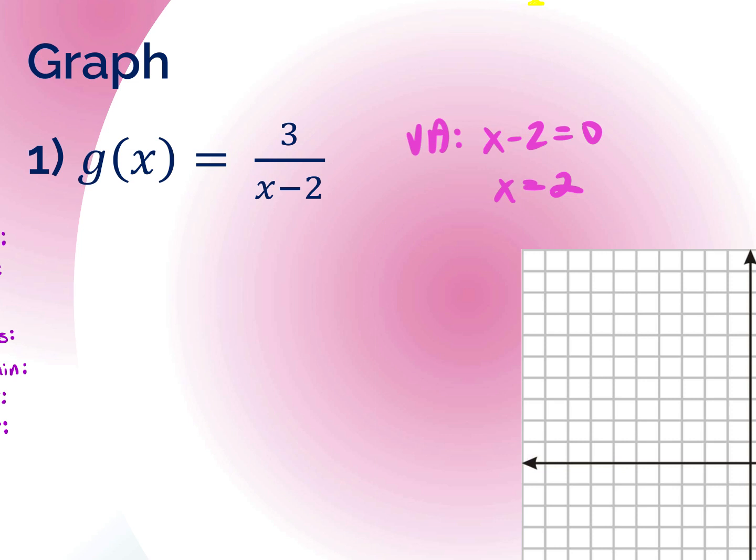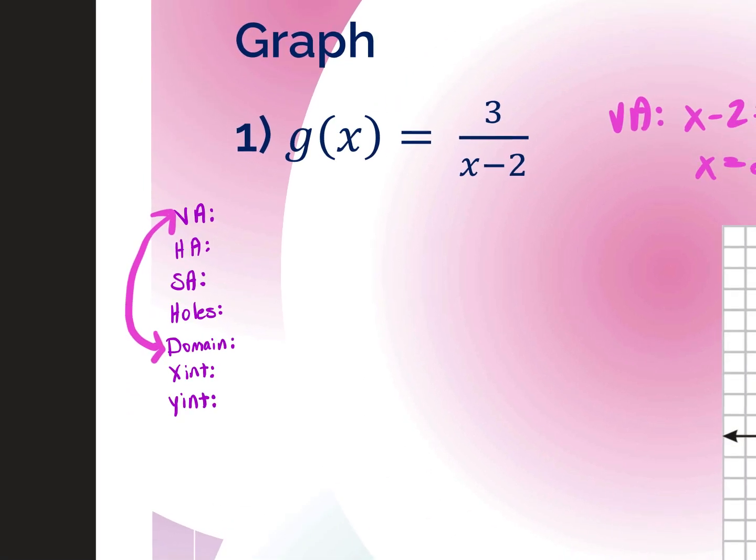I have a vertical asymptote at x equals what number? So I would write x equals 2. How did I know what that is? I just showed you right here. So let's talk about the domain. What is the only value on the x-axis that cannot be used? 2. So what would my domain be?